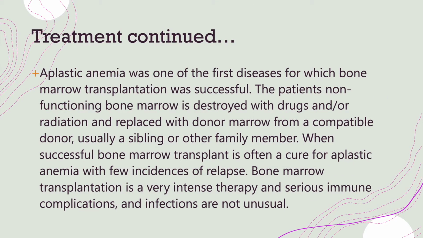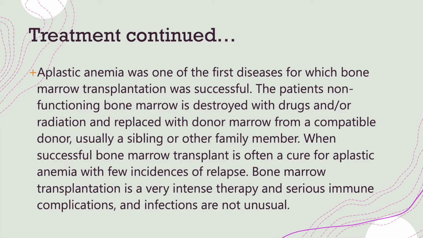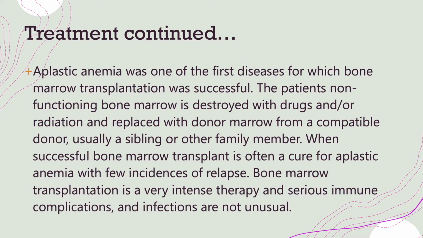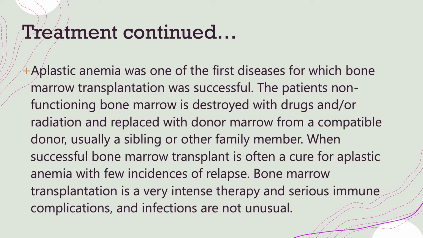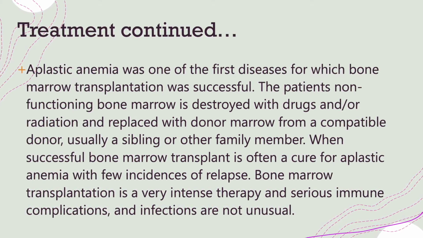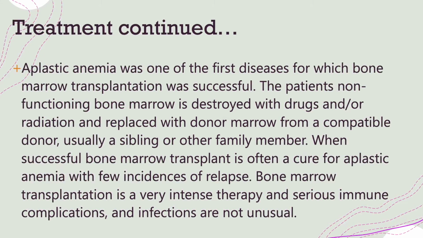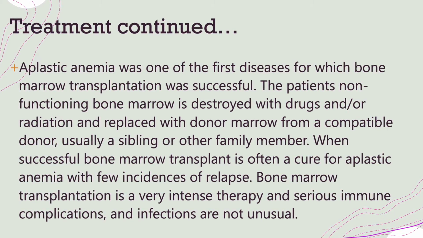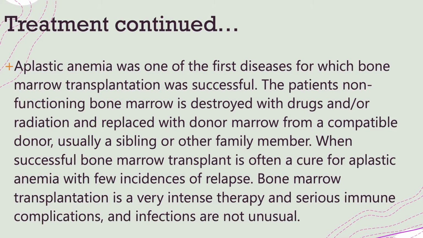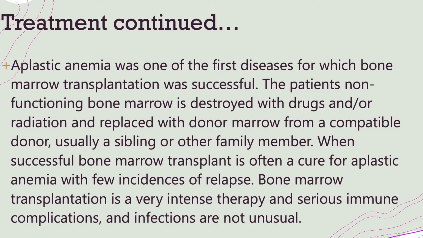Treatment continued. Aplastic anemia is one of the first diseases for which bone marrow transplantation was successful. The patient's non-functioning bone marrow is destroyed with drugs and/or radiation and replaced with donor marrow from a compatible donor, usually a sibling or other family member. When successful, bone marrow transplant is often a cure for aplastic anemia, with few incidences of relapse. Bone marrow transplantation is a very intense therapy, and serious immune complications and infections are not unusual.